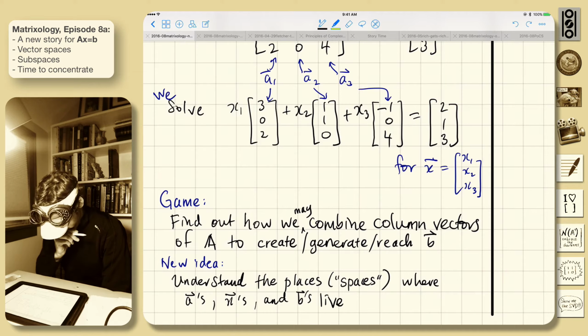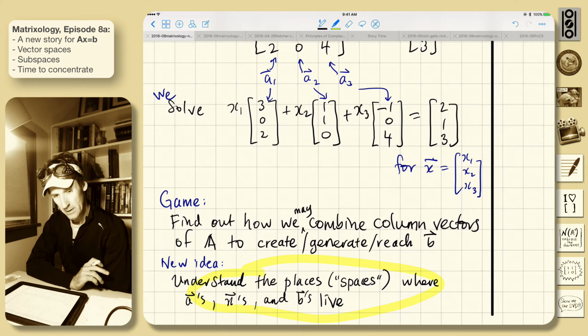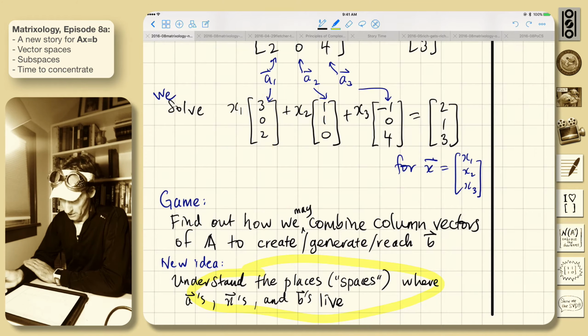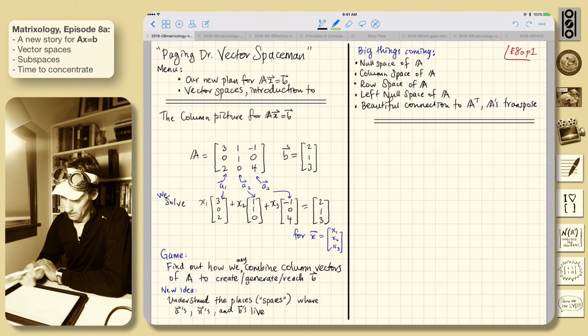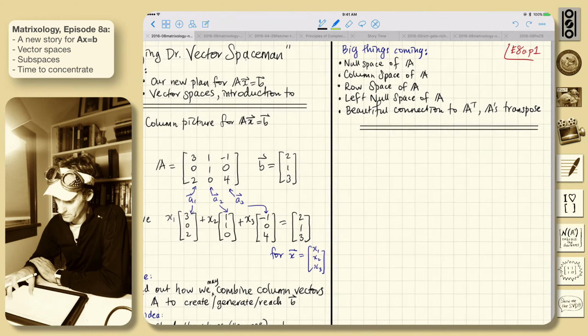All right, so the new idea is we're going to understand where these vectors live, right? So we know that these ones here, for example, live in 3 dimensions. But there's something more we want to say about that, like which part of 3 dimensions, right? It could be just a plane in 3 dimensions, for example. And we need to know where the a's live, the column vectors, where the b's live, and where the x's might live, right? Okay, right. All right, and we'll be talking about rectangular matrices more as we go through this. So that sort of thing will open up.